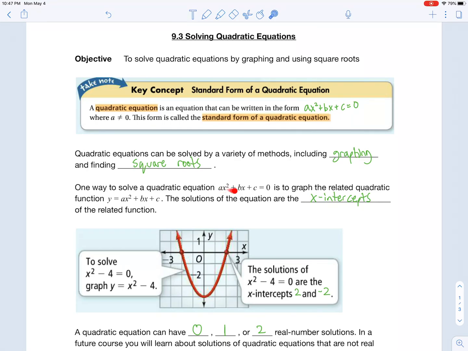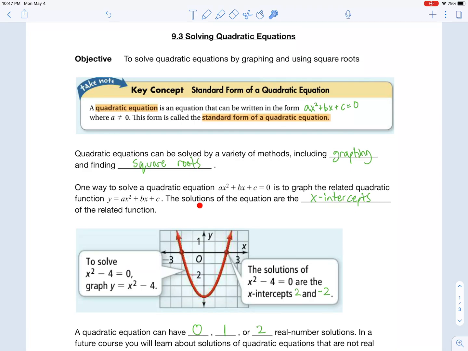So if I want to solve this, I could solve it by graphing if I graph the related function y equals ax squared plus bx plus c. So this is the entire parabola. And if I graph that entire parabola, so this example is something like x squared minus 4. Remember, that means it moves the vertex down 4 units. I would have my parabola shape still if I was graphing the whole thing.